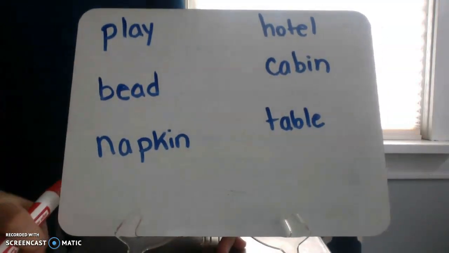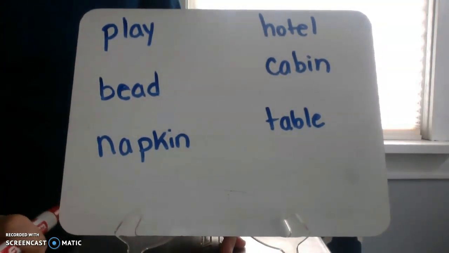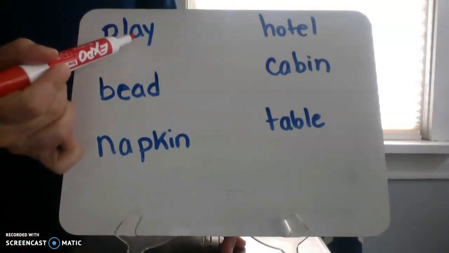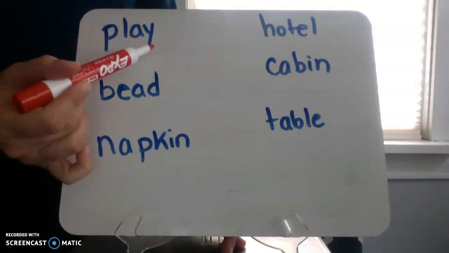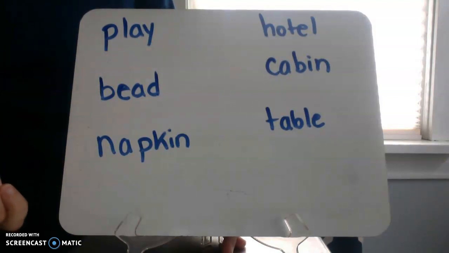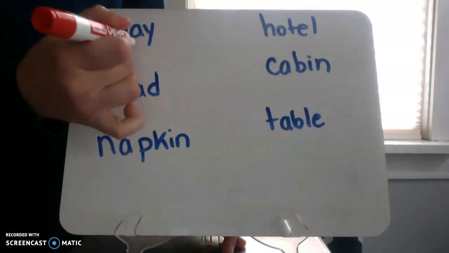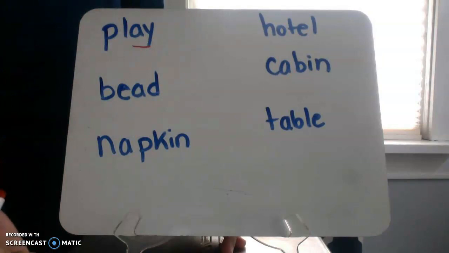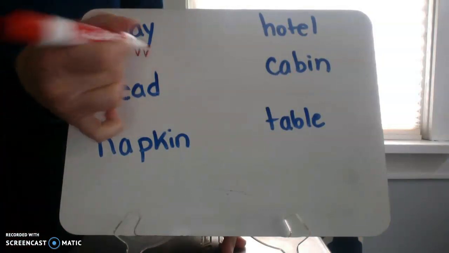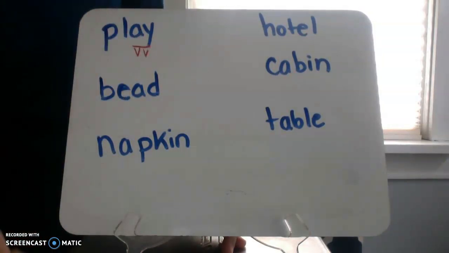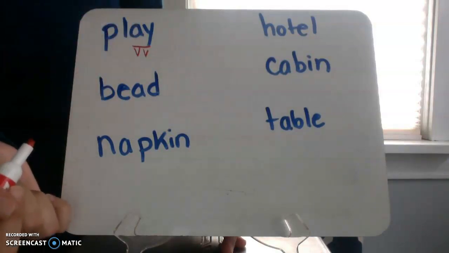Boys and girls, step one. Always, when we don't know a word, step one is always to find our vowel. I look here, I see my A. I look next to it and I see a Y. That's my vowel team. When we have a vowel team, we underline the word and we write two V's. And then we read the word, play.